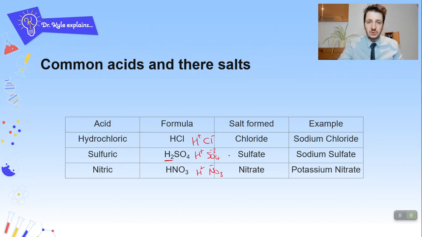So all of the salts that are formed from these acids will be a chloride, a sulfate or a nitrate. If you reacted it with sodium, it would make sodium chloride. If you reacted sodium with sulfuric acid, it would make sodium sulfate. If you reacted sodium with nitric acid, it would make sodium nitrate, or in this instance, if you reacted it with potassium, it would make potassium nitrate. So the last word there, you just change to ate or ide, depending on what acid you're reacting it with.